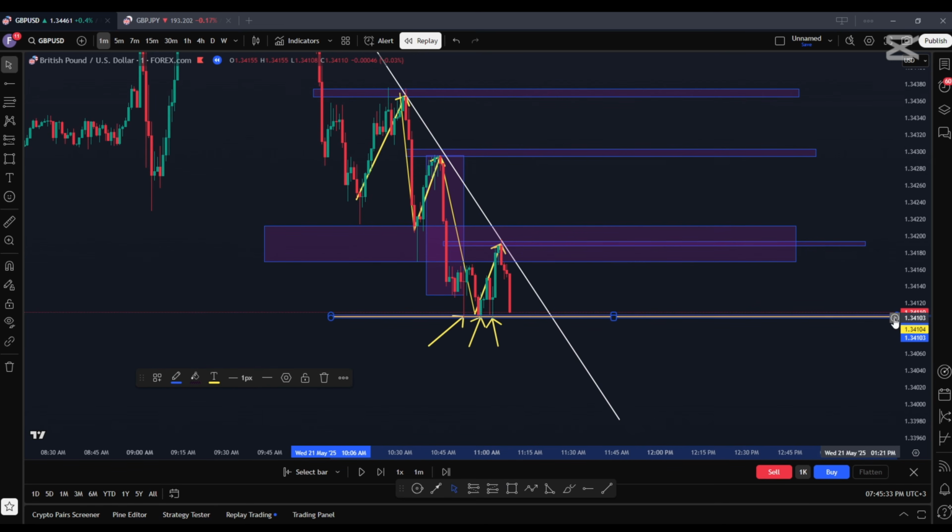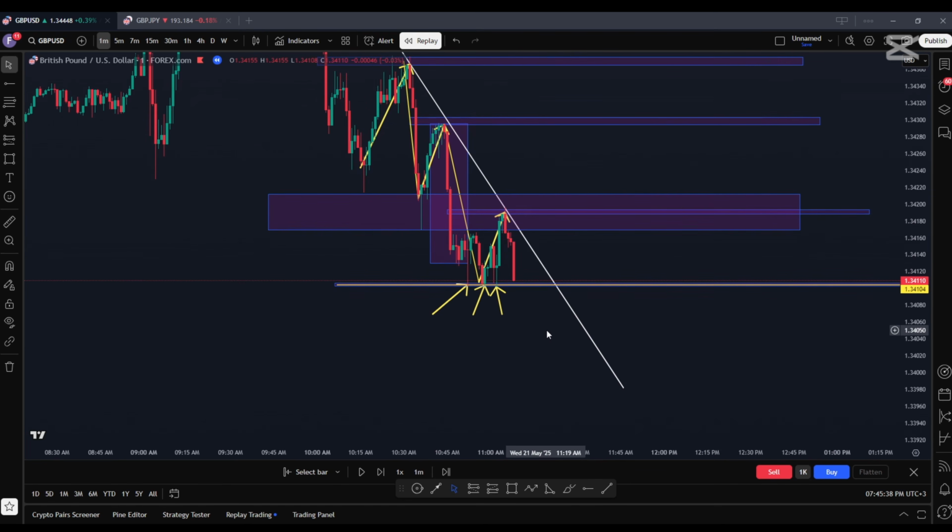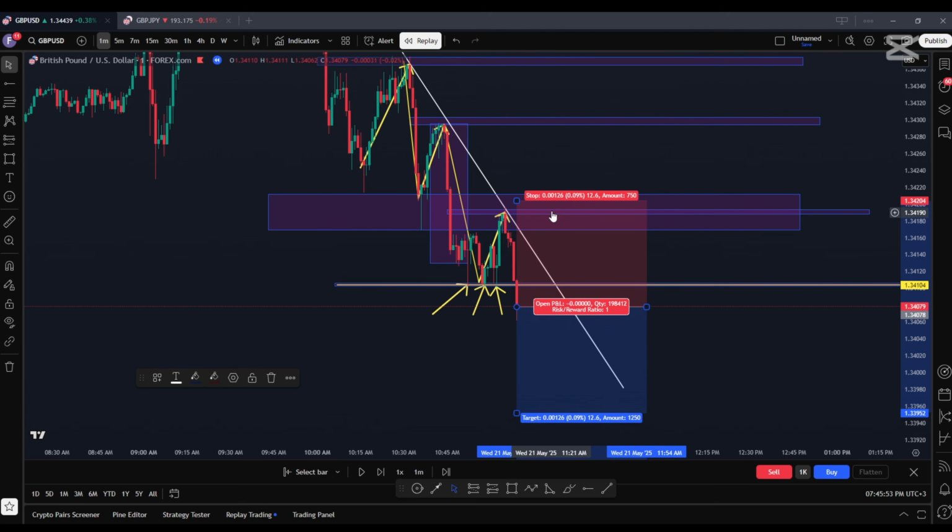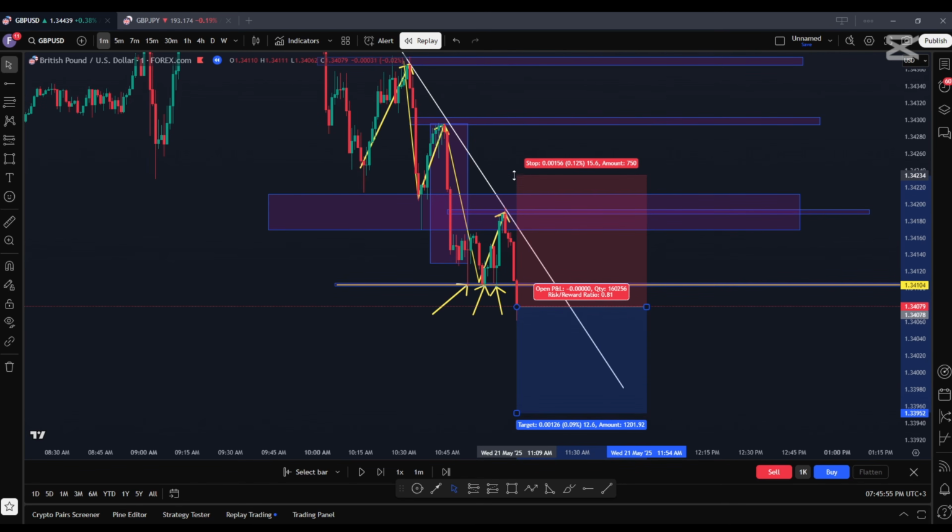Our support zone right there. So at this point, we shall be taking our trade when the market breaks below that zone. When the market breaks below that zone, we shall take our trade, and we shall place our stop loss above this area of confluence, giving it enough room in case this market is to reverse. This room will be able to protect us.